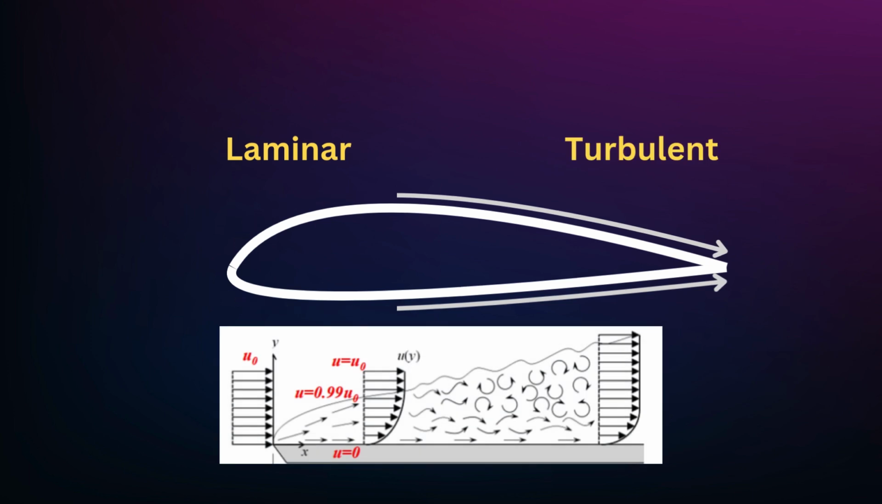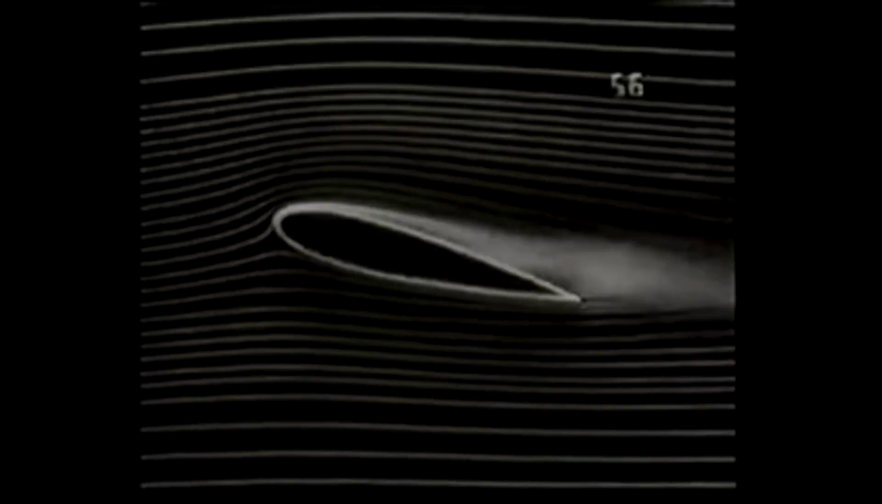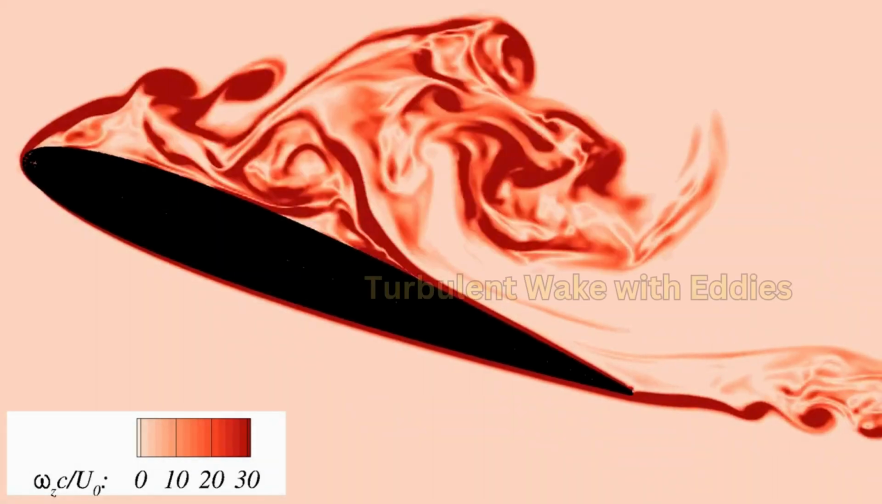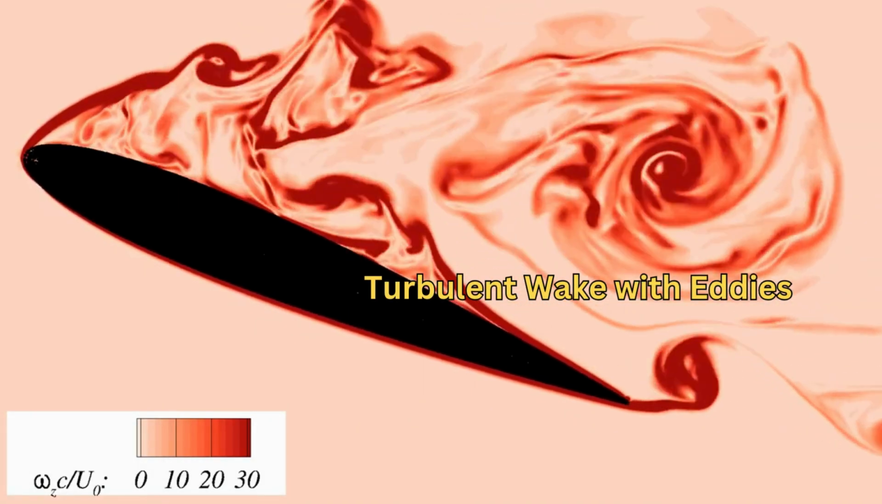As air flows over the aircraft, the boundary layer transitions from laminar to turbulent. The turbulent boundary layer helps the airflow to attach to the surface for longer, as it has greater momentum to overcome the adverse pressure gradient, which can otherwise cause flow separation. However, when the boundary layer encounters a sufficiently strong adverse pressure gradient, flow separation occurs, leading to the formation of a turbulent wake with eddies that contribute to additional drag.